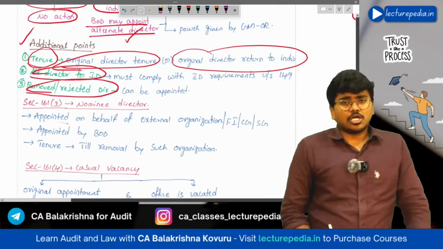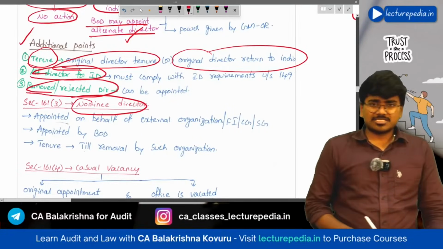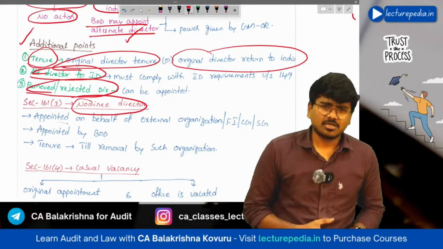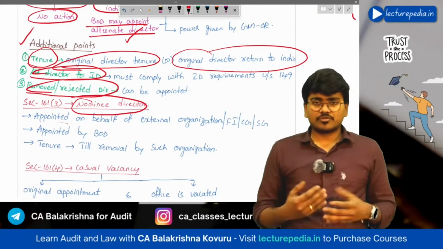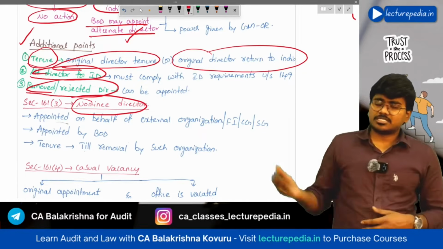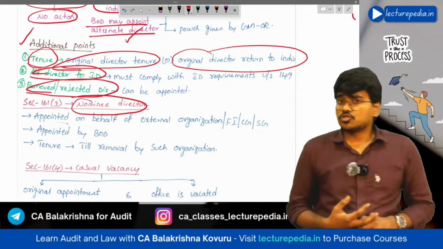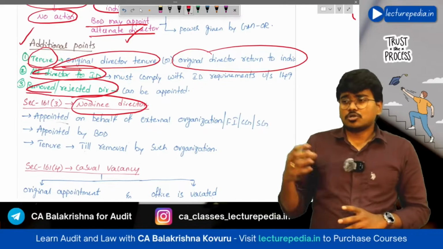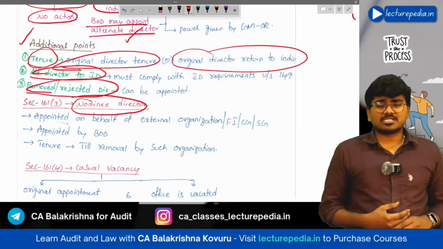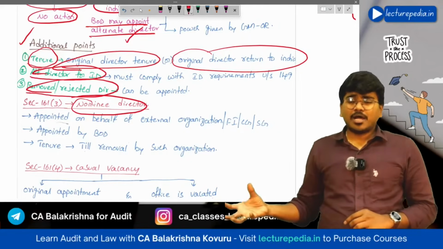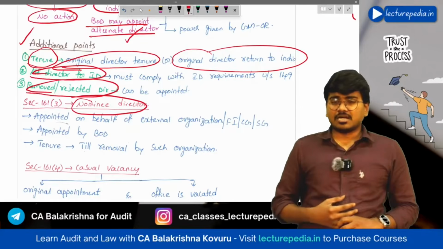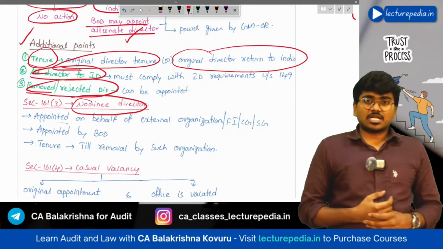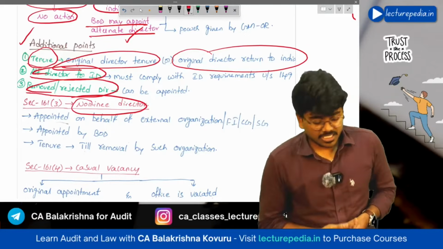Now moving to nominee director. I have already told you the concept of nominee director. A nominee director will be appointed in the company on behalf of some external organization. The reasons could be various. One of the most popular reasons is that the external organization might have given a loan to the company, so the external organization wants to know what is happening in the company. So for that purpose, representing that external organization, like a bank or financial institution, it will appoint a person as a director in the company. Since he is nominated by that external organization, he will be known as nominee director.